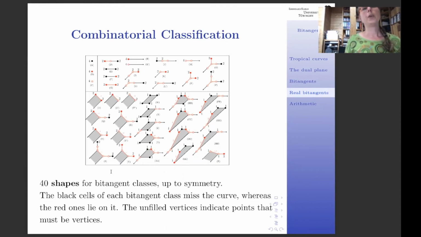Okay, I hope this slide doesn't frighten you. It does look a bit terrible if you see it for the first time. But this is the combinatorial classification of the tropical bitangent shapes up to symmetry. So for example, we saw points, we saw edges, and the edge could also be a vertical edge. That's a symmetric case then, right? So it's not listed separately here.